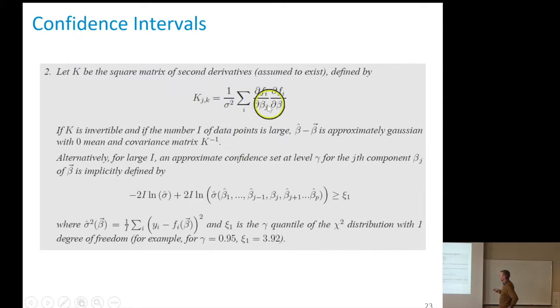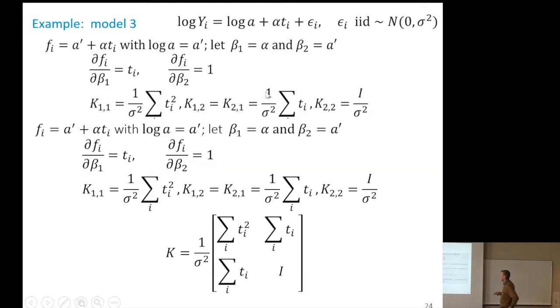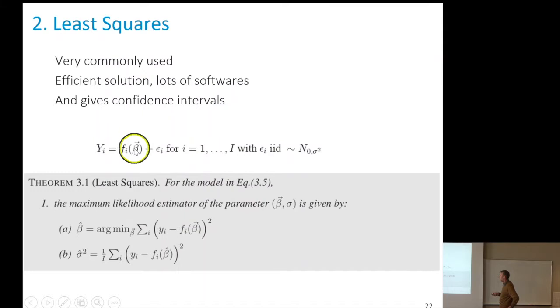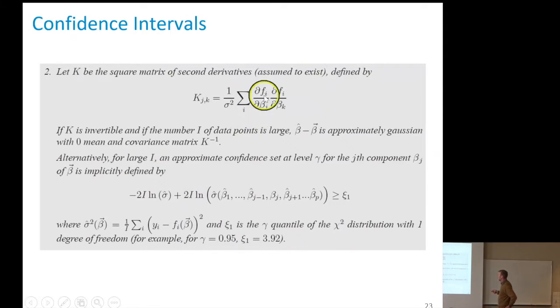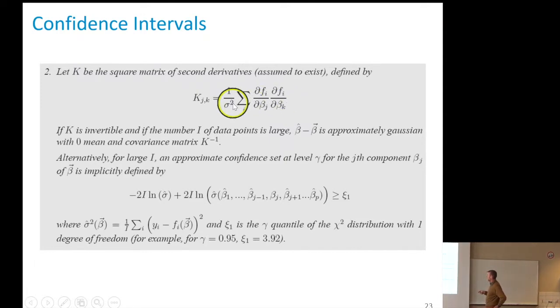Then we have something that can be used for computing confidence intervals. It tells us that if I compute this matrix of second derivatives, what is f? f is the function that maps the parameter beta to the data point y. Beta is unknown and typically a continuous parameter, so I can compute the derivatives. If there is only a single parameter, I take the second derivative of f with respect to this parameter, but usually the parameter has several values, like we had a and alpha before. If I take the matrix of second derivatives divided by sigma squared, and if this happens to be invertible, then approximately the estimate given by the minimization problem we saw in the previous slide, minus the true value, is approximately Gaussian with zero mean and covariance matrix the inverse of that.